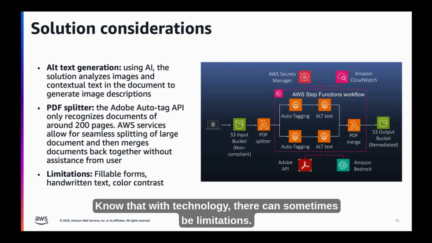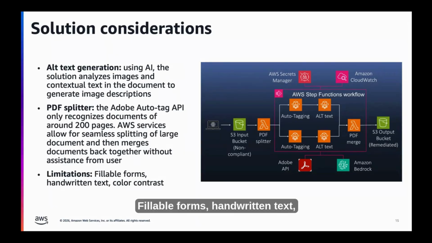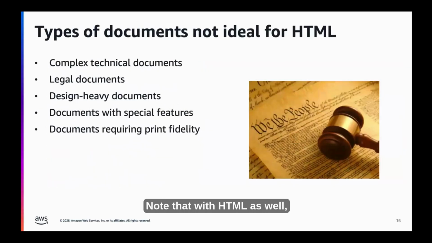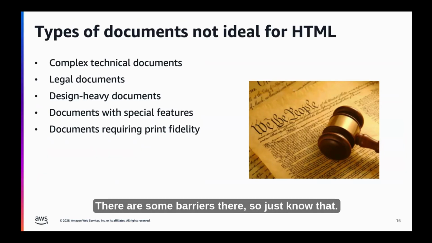Know that with technology, there can sometimes be limitations. We're constantly looking at ways to improve these barriers, but these are things that we are actively reviewing. Fillable forms, handwritten text, color contrast: these are areas where human intervention is most often needed. Note that HTML as well is not ideal for all documents. For highly technical documents and legal documents, there are some barriers there, so just know that.